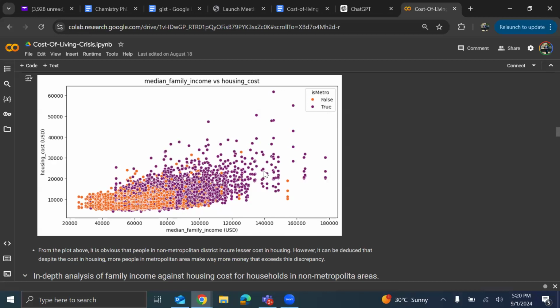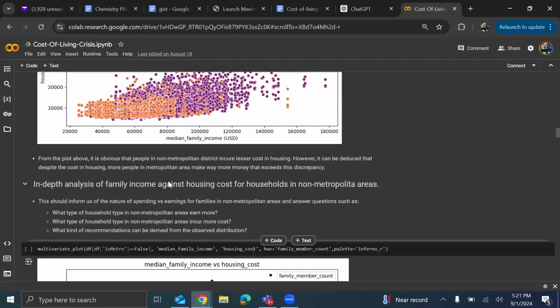There are plenty of people here, which establishes that people in metropolitan areas earn more. That is true here, as you can see. However, the housing cost is also a little higher. You are living in the city, but you are still paying more in housing cost. Here, in the non-metropolitan area, you are paying little, on average.